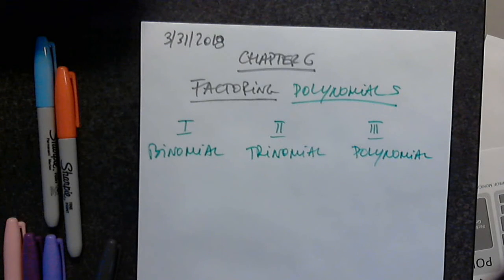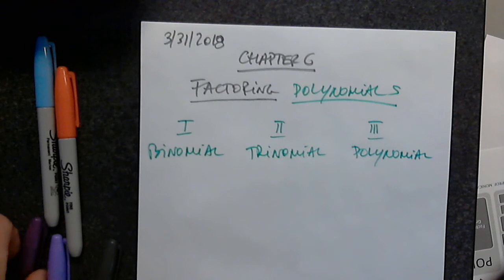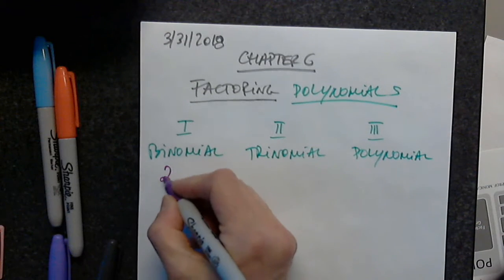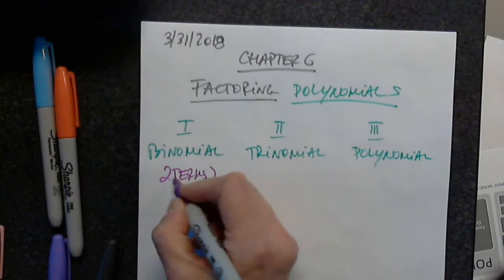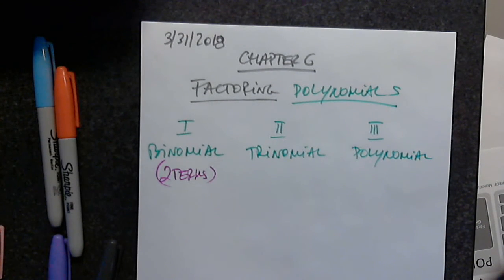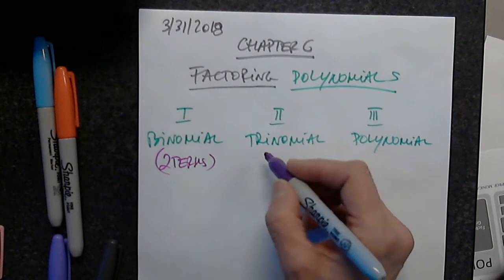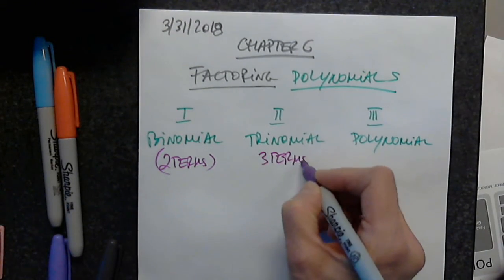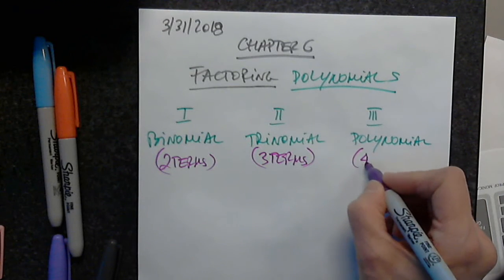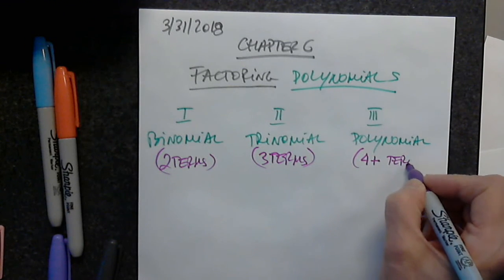How many terms does a binomial have? 2 terms. How many does a trinomial have? 3. And here I'm going to say 4 plus terms.